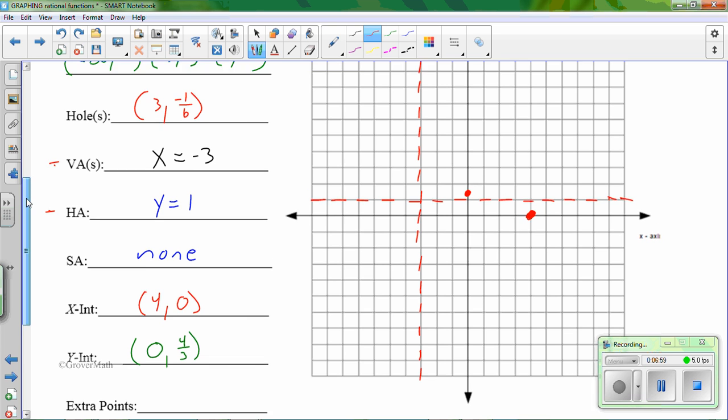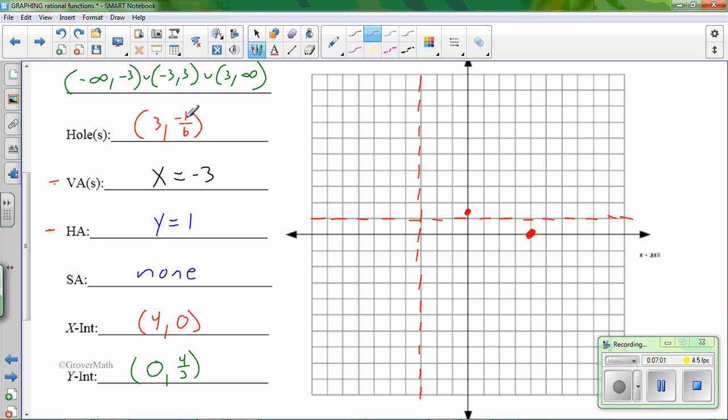And then I also have a hole. So (3, -1/6). And the way to graph a hole is by drawing a hole. So it's not a filled in coordinate. It's going to be a circle basically at that spot. So 3 and -1/6. And so that'll be a hole in the graph about there.